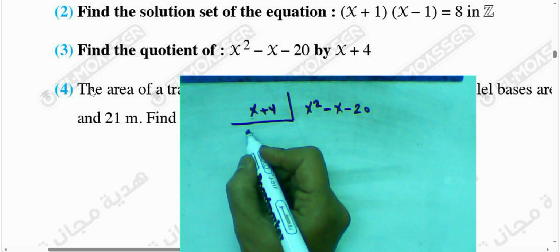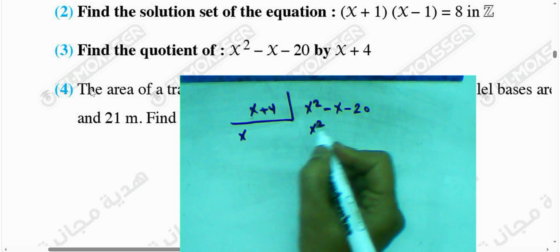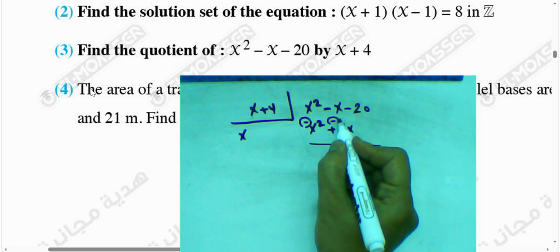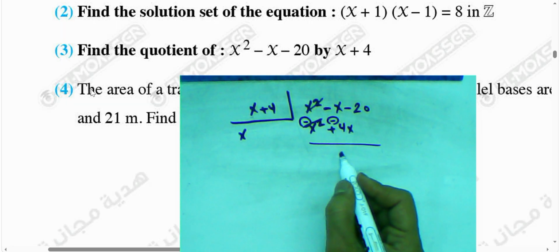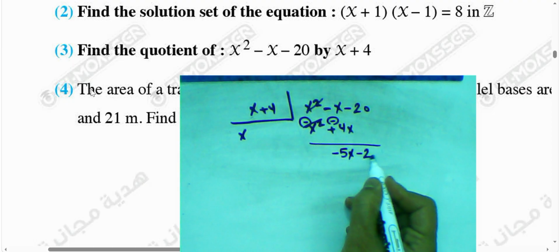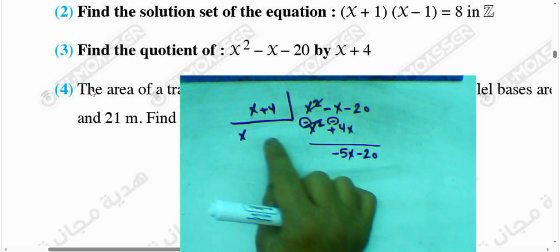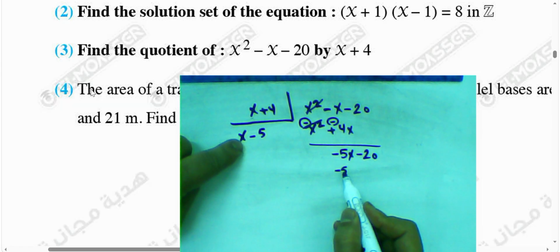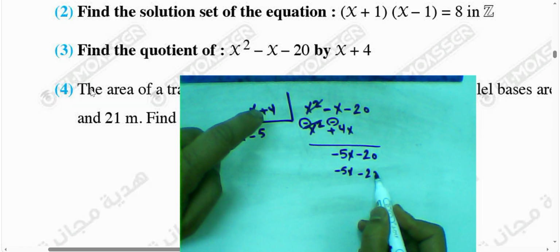x power 2 divide x, x; x times x, x power 2, x times 4, it will be 4x. It will be negative and here negative. Cancel together. Negative x and negative 4x, negative 5x minus 20. Negative 5x divided by x, it will be negative 5. Negative 5 times x, it will be negative 5x. Negative 5 times 4 is negative 20.